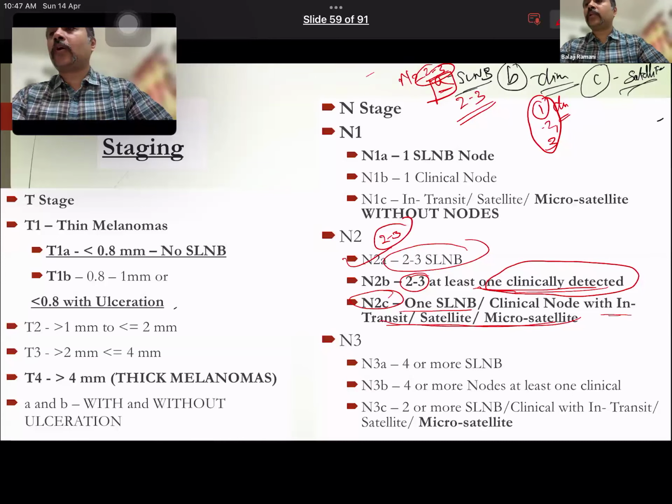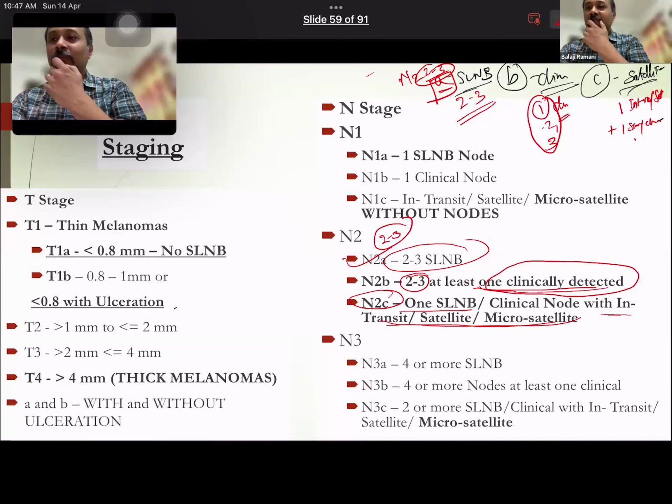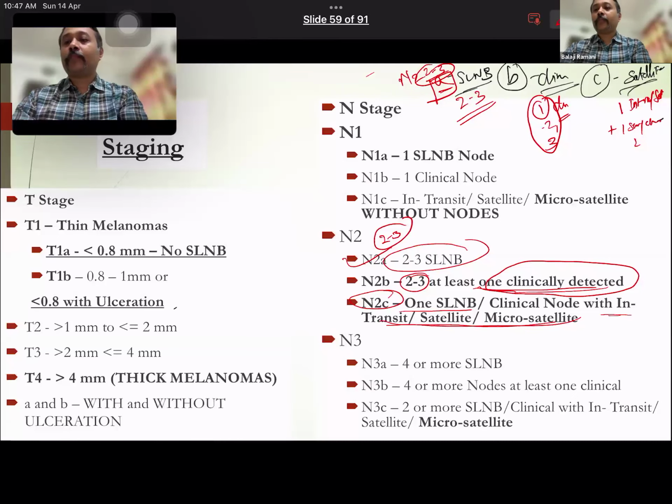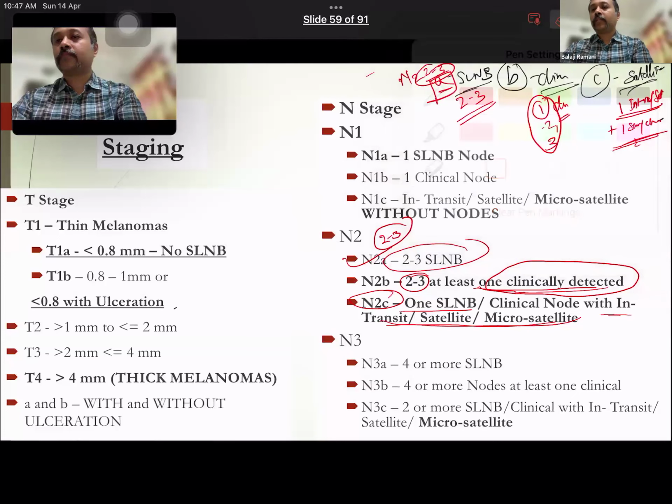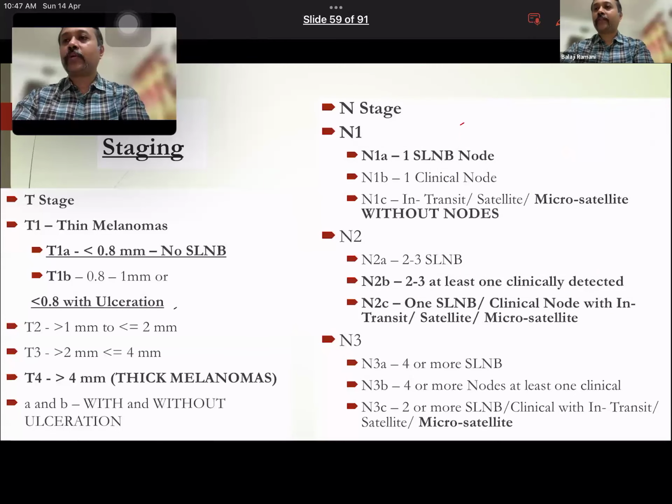In the same way, the combination of one node with one in-transit or satellite. One in-transit or satellite will be present, plus one SLNB or clinical node will be there, or it can be 2 SLNBs or clinical nodes. Sorry, here again it has to be just one in-transit lesion and one clinical node. The number is 2 to 3 except for N2C. There is a slight difference that will come in here. Let me explain this again in case you have a confusion. So N1 is 1, very, very clear. N2 is going to be 2 to 3, except for C, which is only going to be 2.